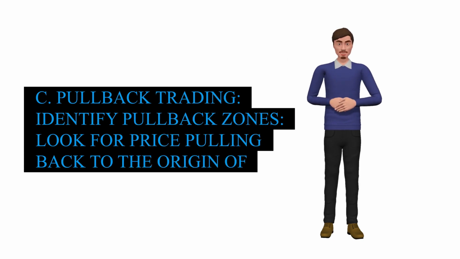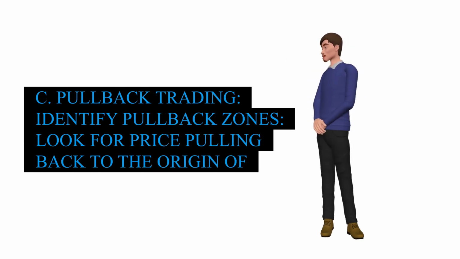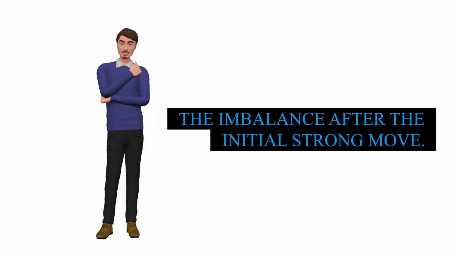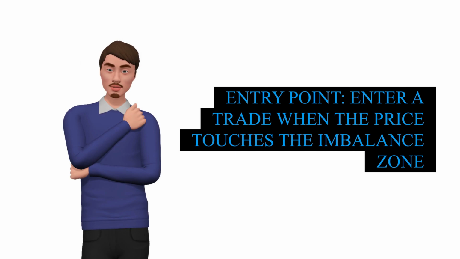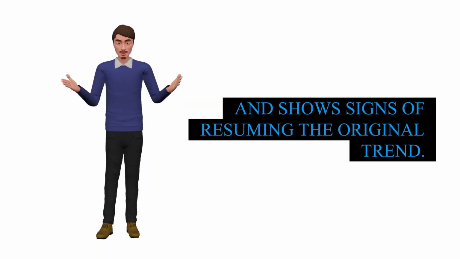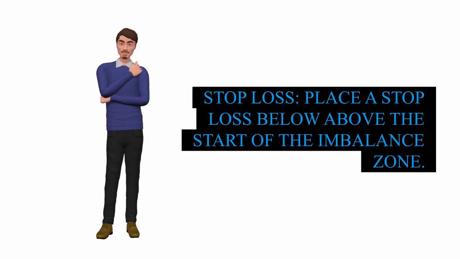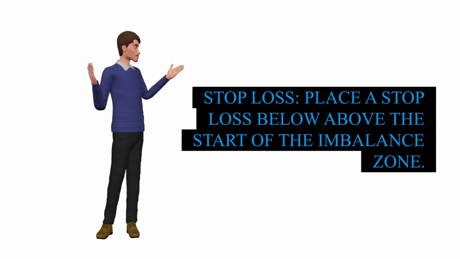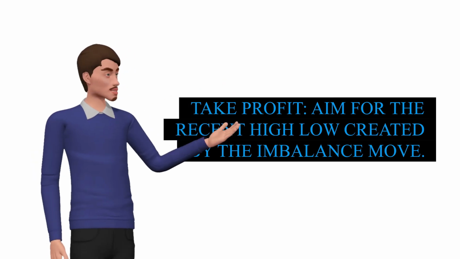C. Pullback trading. Identify pullback zones: look for price pulling back to the origin of the imbalance after the initial strong move. Entry point: enter a trade when the price touches the imbalance zone and shows signs of resuming the original trend. Stop loss: place a stop loss below or above the start of the imbalance zone. Take profit: aim for the recent high or low created by the imbalance move.